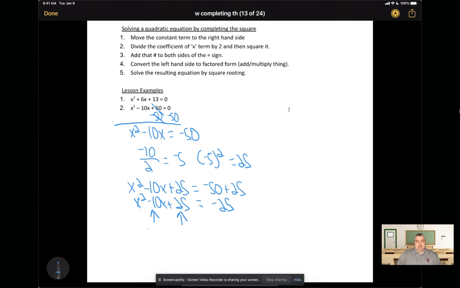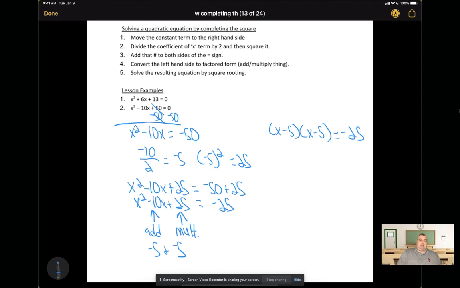So once again, I need two numbers that when I add them together, I get negative 10, and when I multiply those same two numbers together, I get positive 25. So two numbers that add up to negative 10 and multiply to positive 25, that's going to be negative 5 and negative 5. Okay, negative 5 plus negative 5 is negative 10. Negative 5 times negative 5 is positive 25. So my two factors on the left-hand side are going to be x minus 5 and x minus 5.